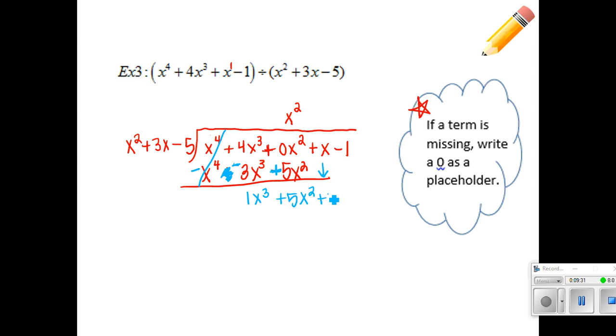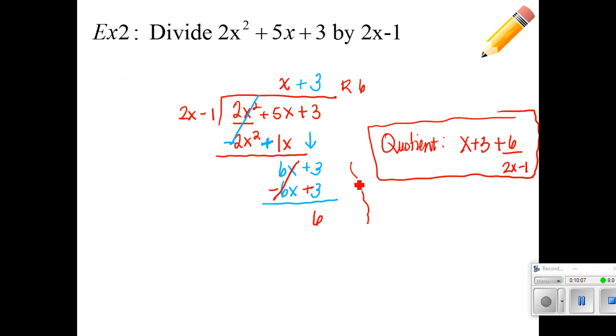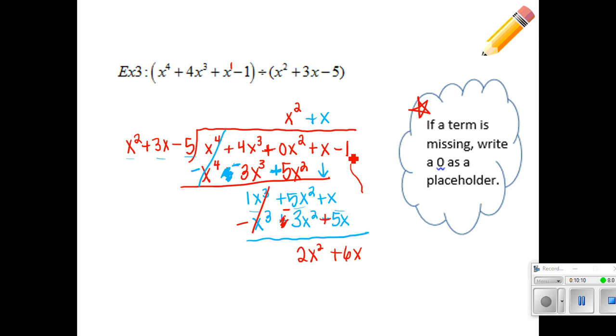Bring down the next term. If you have 3 terms here, you should have 3 terms here. What times x squared will give me x cubed? An x. X times x squared is x cubed. X times 3x is 3x squared. X times negative 5 is negative 5x. Draw your line, and change the signs. Okay, so that cancels, 2x squared plus 6x. Bring the next number down, -1.